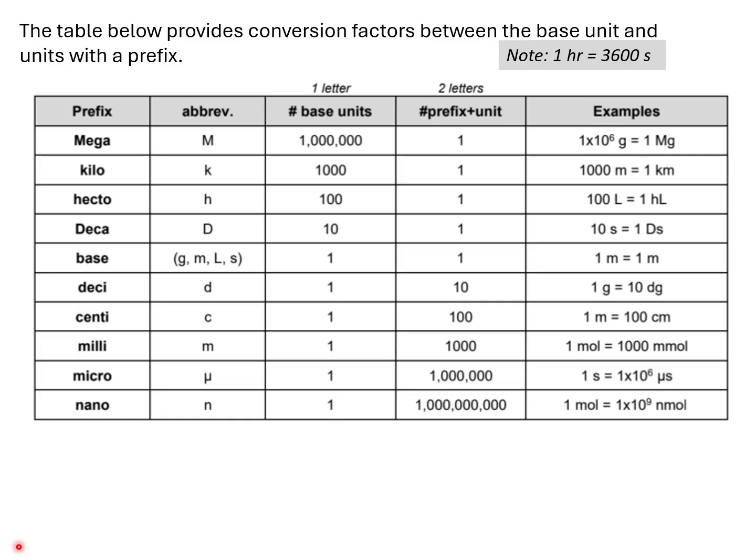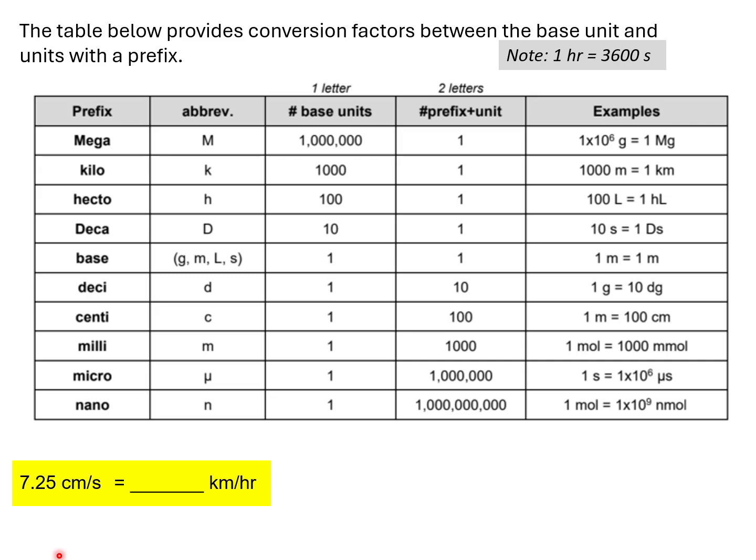And now it gets easier to use the chart after a bit of practice. Notice we also have nano on here, which is a billionth. 1 nanometer is a billionth of a meter. That one got left off of that King Henry thing.